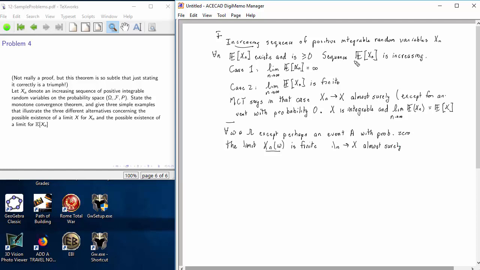And now there are two cases again. Case one is x is not integrable. That's not the case that we're interested in. The case we're interested in is where this limit random variable x is integrable. And in that case, again, the limit of the expectation of x sub n is equal to the expectation of this x.